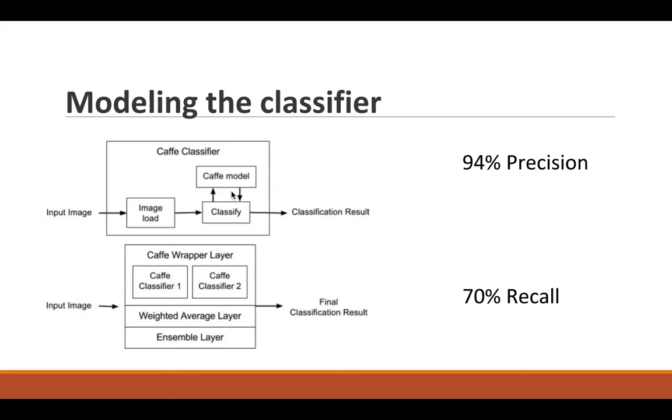Inside the Caffe classifier, this is like the baseline using the Caffe framework. It is an abstraction where you just input the image. The classifier runs, appropriately labels the photo, and then gives you the classification result. It was found that it had a precision of 94% and a 70% recall on a batch of 2500 photos, which is pretty good for a start.